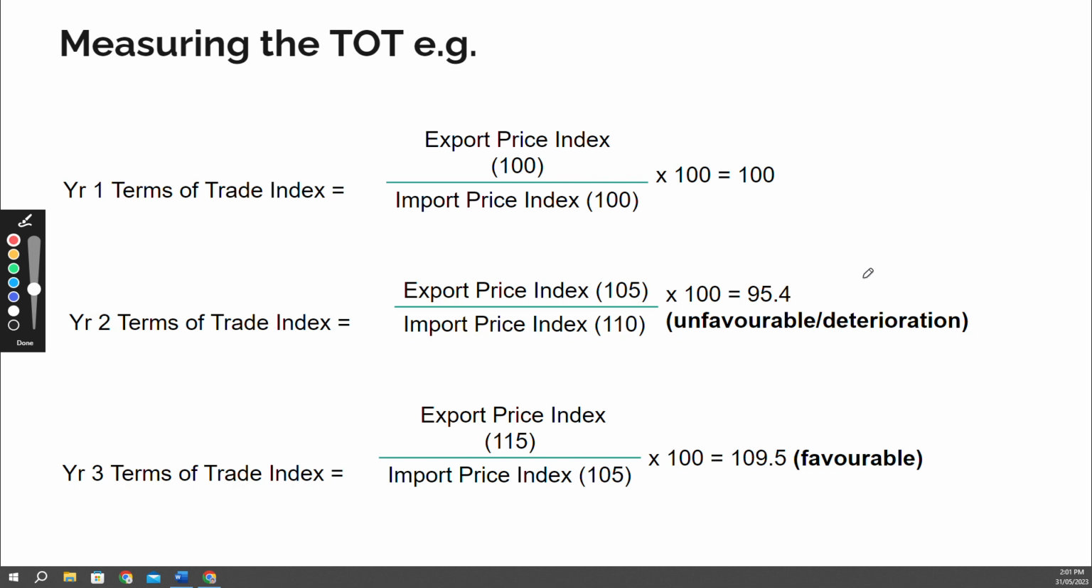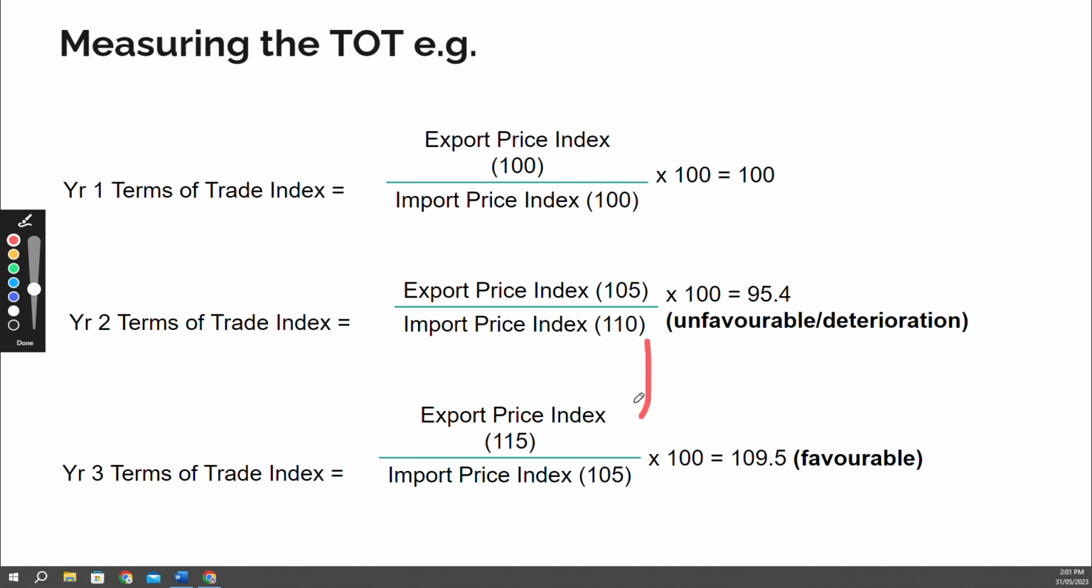Now, without even measuring the terms of trade, you can see if export prices go up a little bit, but our import prices go up much more, that means there are more leakages relative to injections, and therefore that would slow the Australian economy down. So it's an unfavorable movement, or we might call it a deterioration.